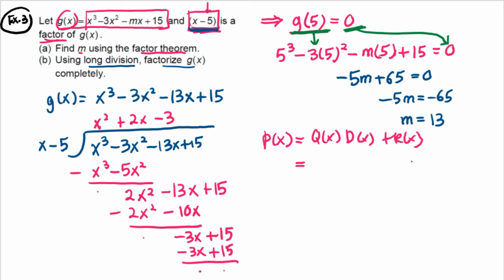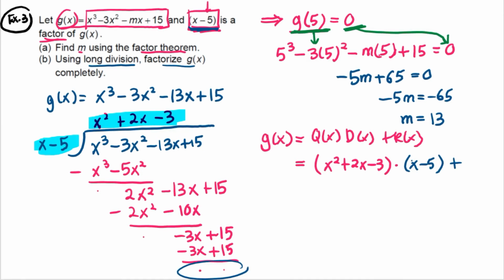Now in this case, p is actually g(x). Where is q(x)? So q(x) is somewhere around here. So you can write this as x squared plus 2x minus 3. You multiply with d(x). Where is d(x)? So d(x) is the divisor. You multiply with x minus 5, plus r(x). So what is the value for r(x)? 0. So plus 0.